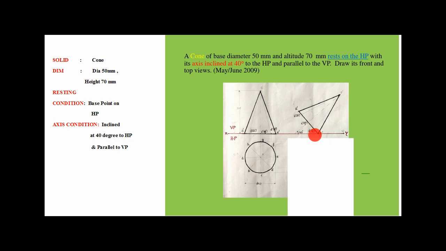Make sure that one of the base points lies on the HP. If the axis is inclined 40 degrees to the HP, automatically the base will be inclined at 50 degrees to the HP. From all the base points in the front view, draw the vertical lines.